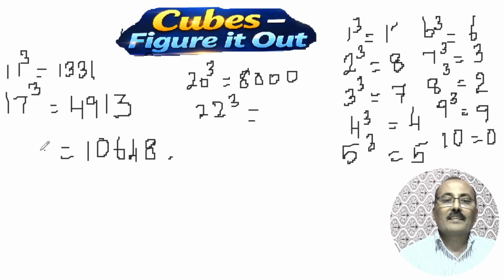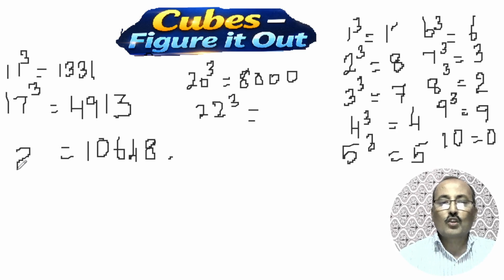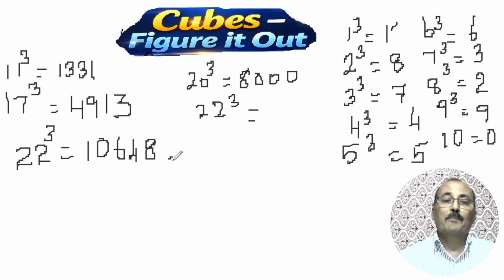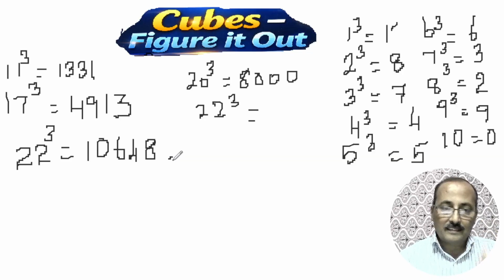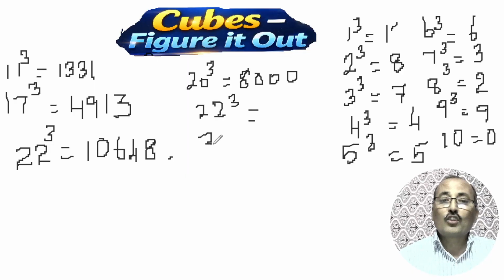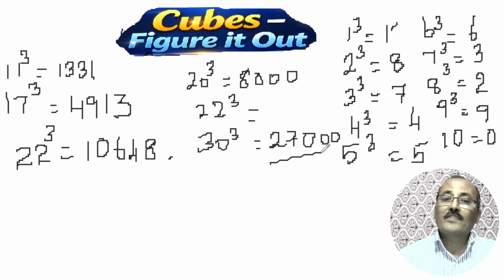Then 22 cube, surely it should be this one. Why? Because it ends with 8, and also they said that it is a perfect cube. Very important, it is a perfect cube, and as it ends with 8 and is closer to 8,000. And what about 30 cube? 30 cube must be 9, no, not 9. 27 and 3 zeros, 27,000. So it is going faster.